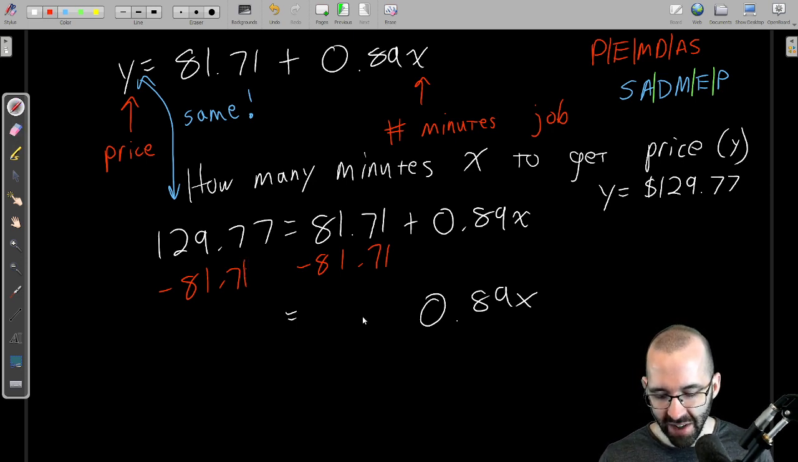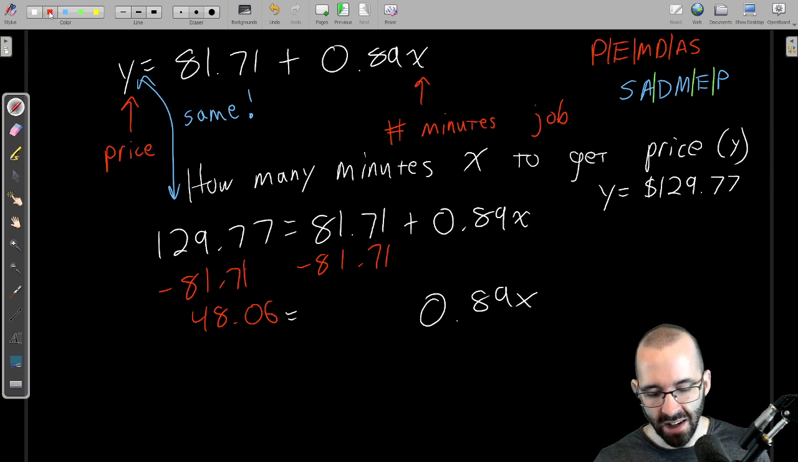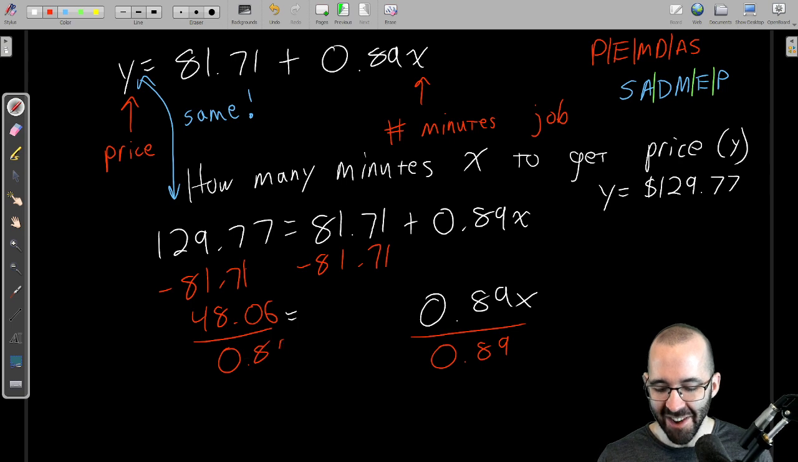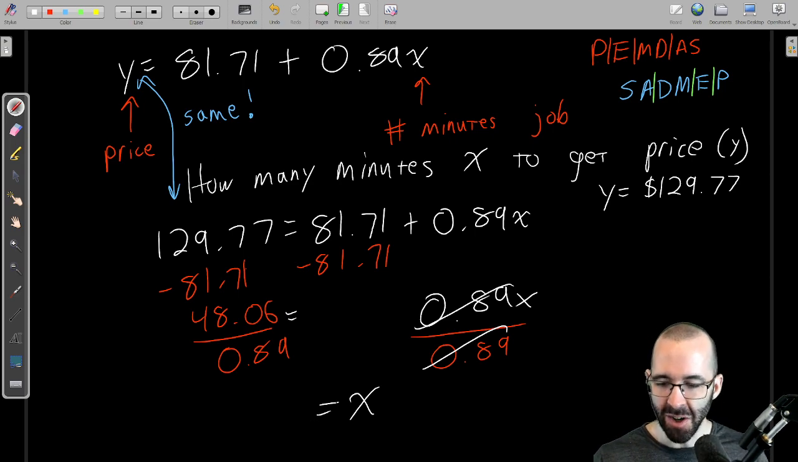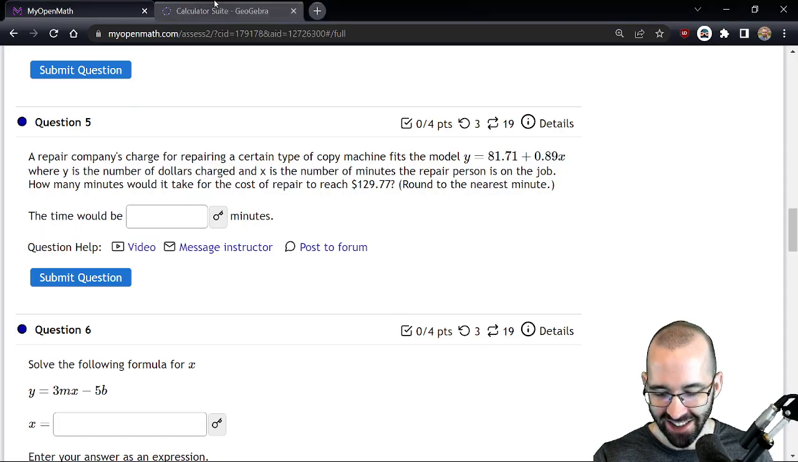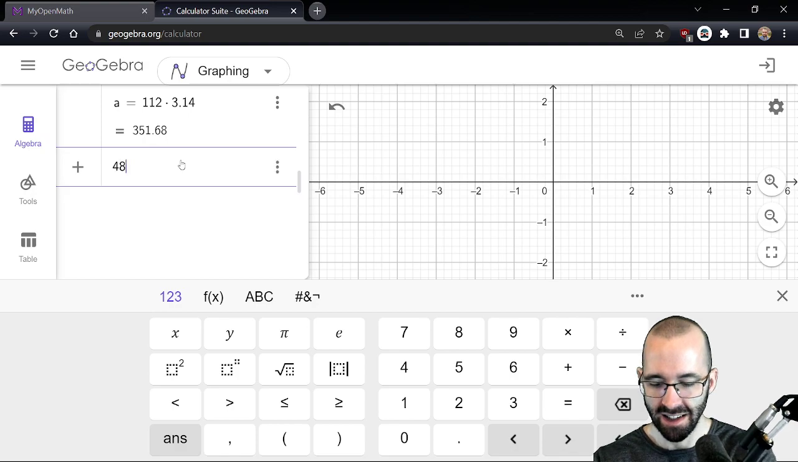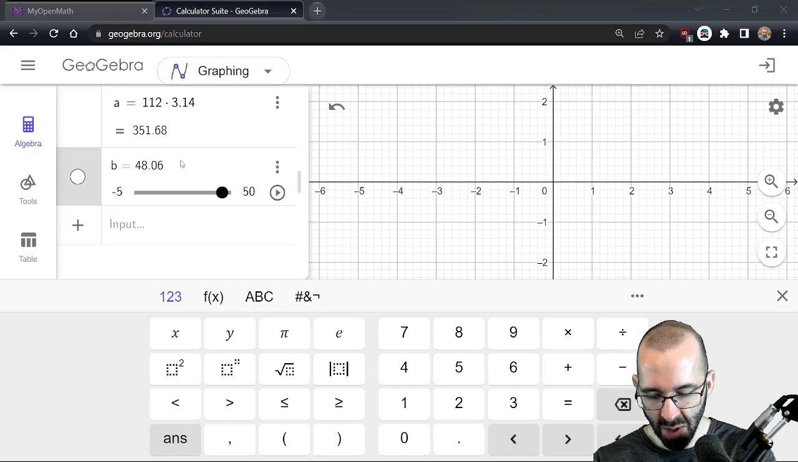All right, so if we subtract this, that's going to be $48.06. I think. Yeah, great. And now we want the x by itself, so we have to divide both sides by 0.89. Okay, this one's definitely not happening. They'll cancel over here. We'll get that x is equal to 48.06 divided by 0.89.